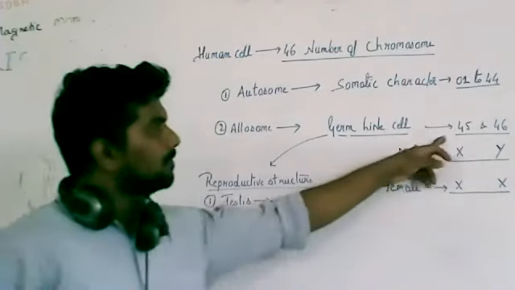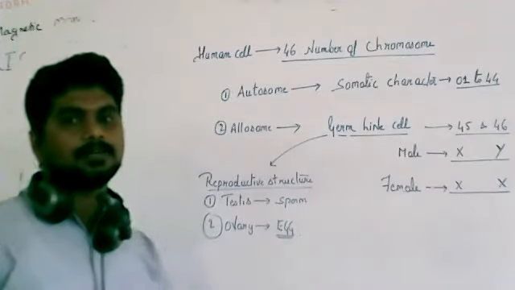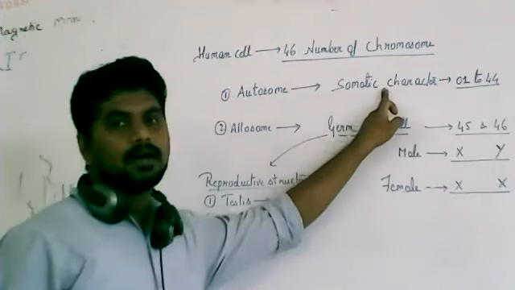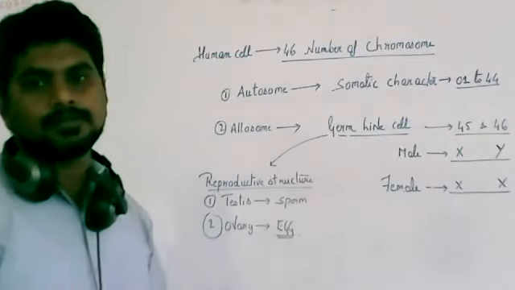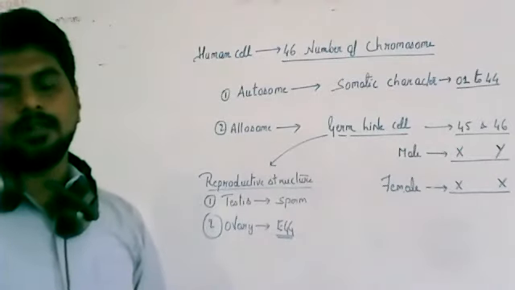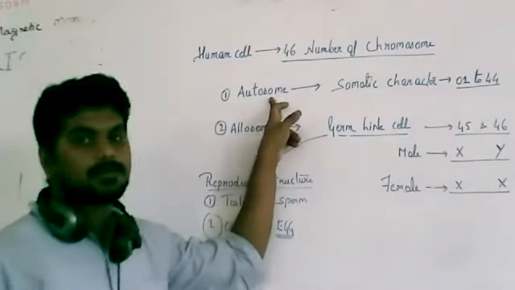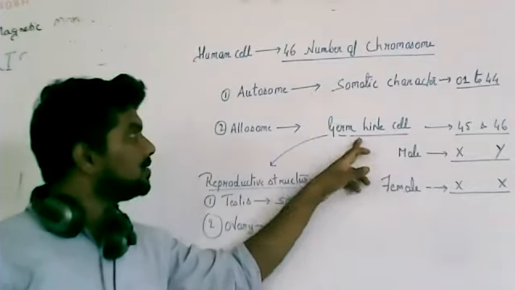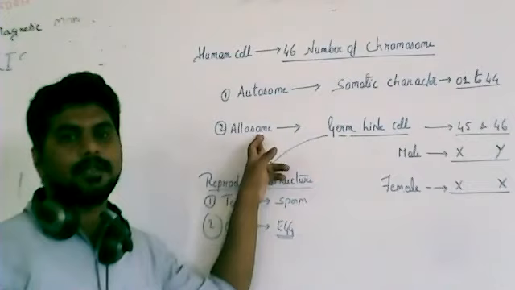So this last 45 and 46, based on this, male and female is classified. Autosomes decide only the somatic characters. Somatic characters means your hair, your skin, your organs, all the external appearance. They are formed by some autosomes, and they decide the somatic character. The sex organs are called allosomes, which decide the sex of an individual.